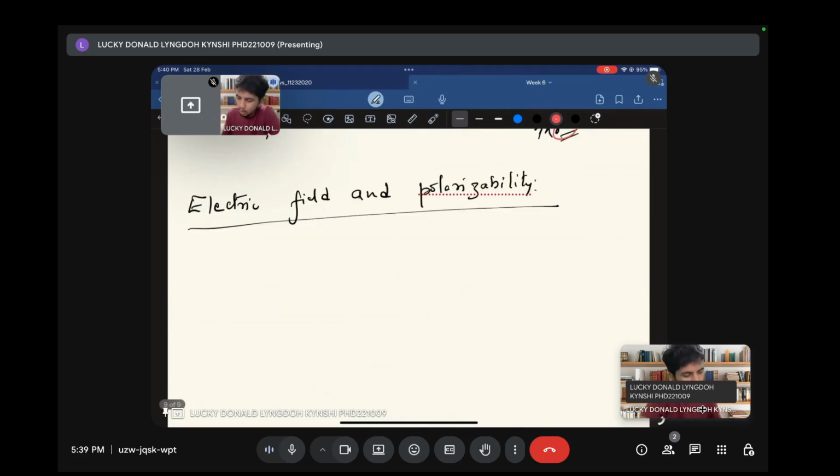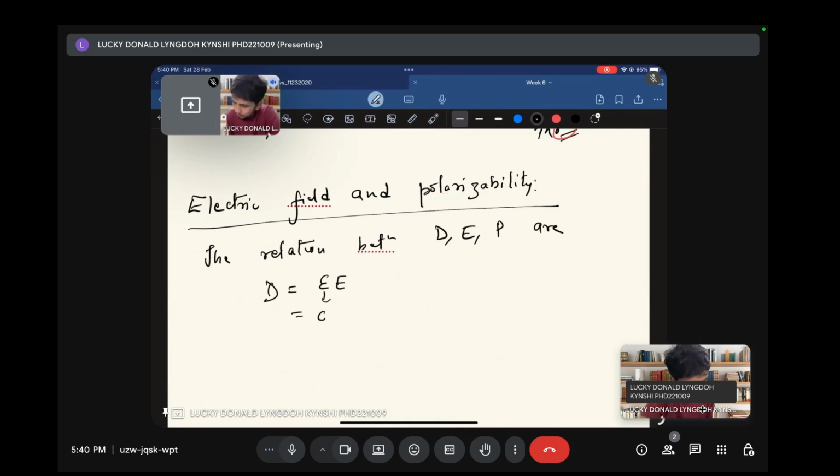But when you talk about the electric field, now the relation between D, the displacement vector, electric field, and P: D is equal to epsilon E, where epsilon is in fact epsilon naught E plus P.